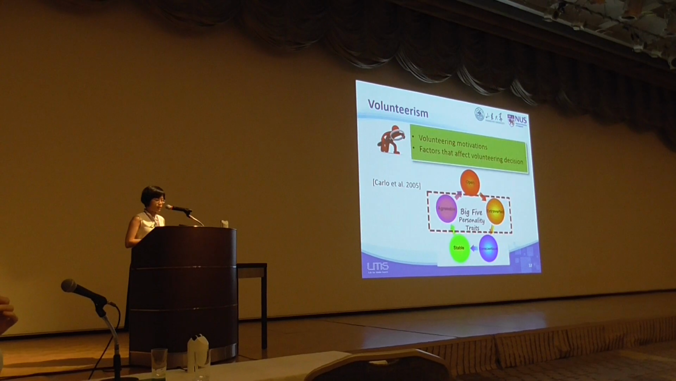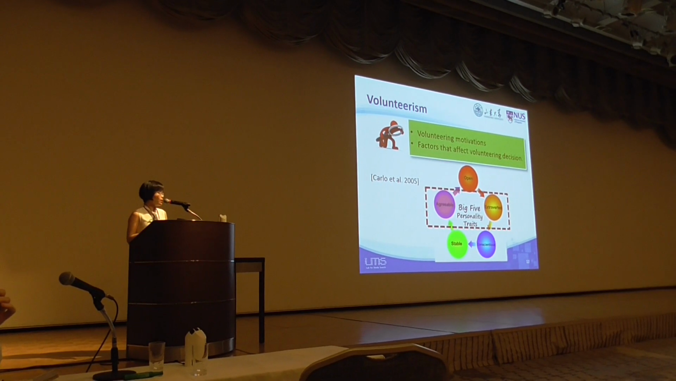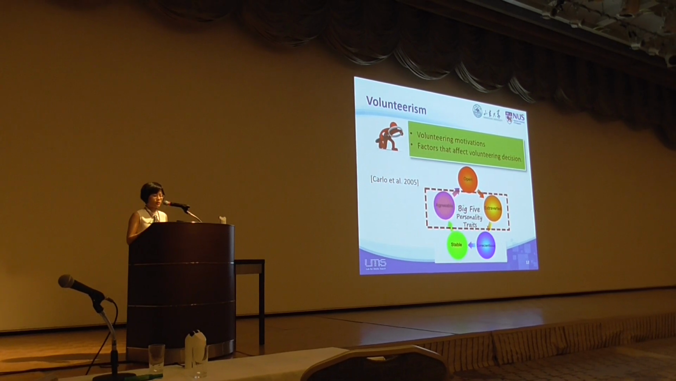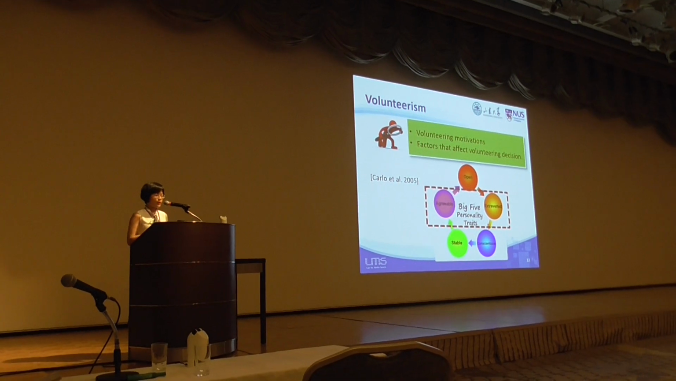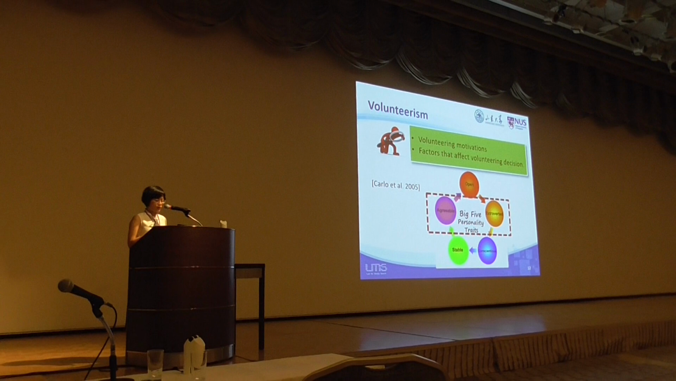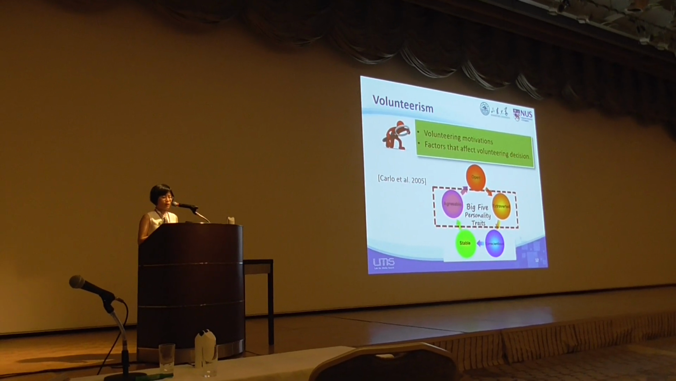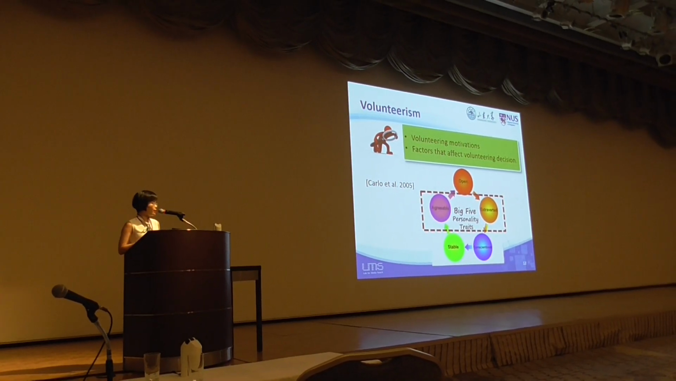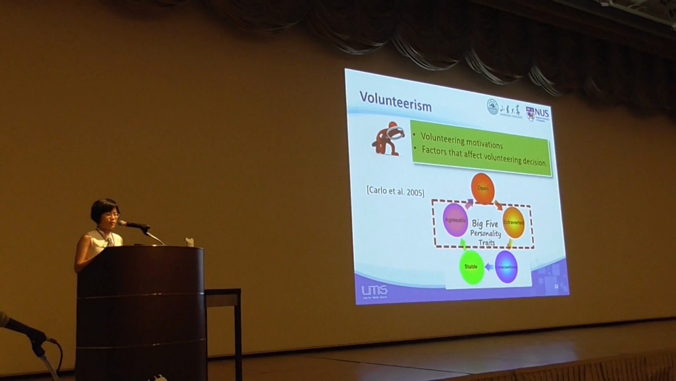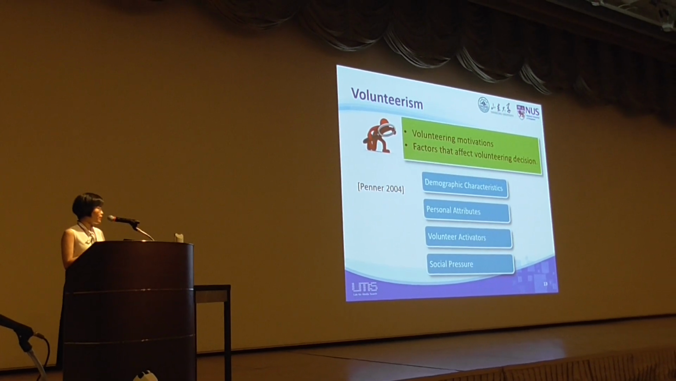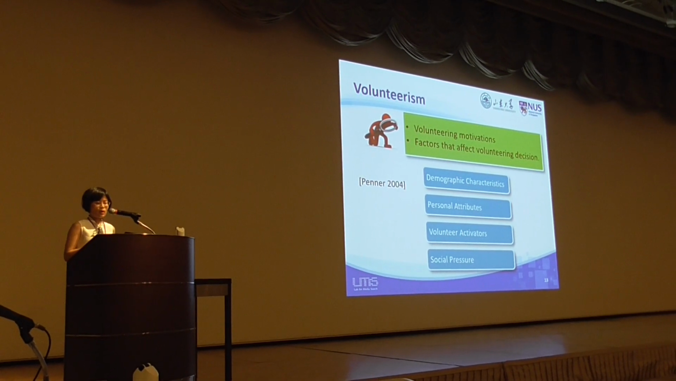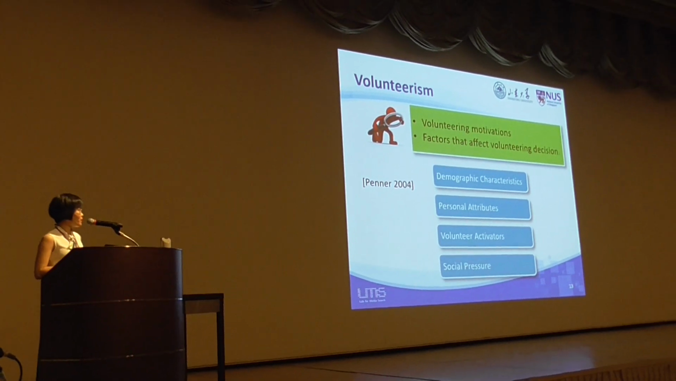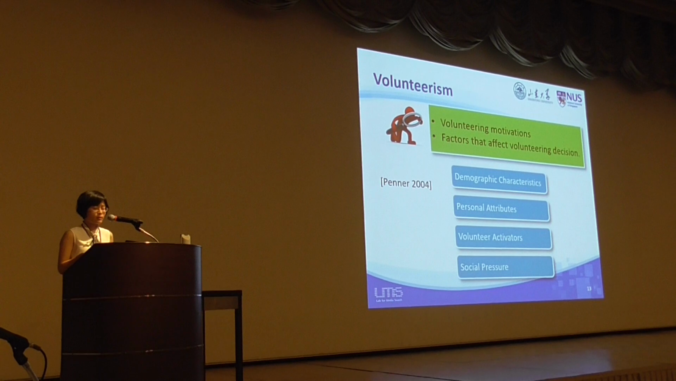So next is the related work. Actually, the volunteerism analysis has gained much attention from the social science in the literature, but existing work mainly focuses on the volunteering motivations and studies the factors that affect the volunteering decision. For example, Carlo in 2005 studied the effects of people's personality traits on the volunteering decision, and found that agreeable people and extroverted people are more likely to be volunteers. Another example presents a conceptual model which studied the factors that contribute to people's volunteering decision. The factors include the demographic characteristics, the personal attributes, the volunteer activators, and the social pressure.